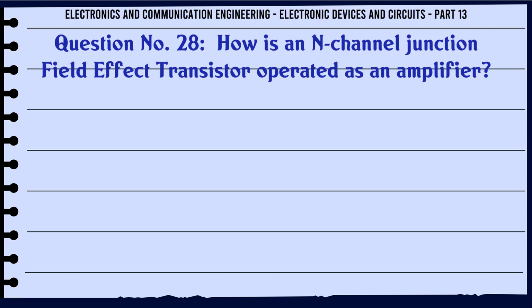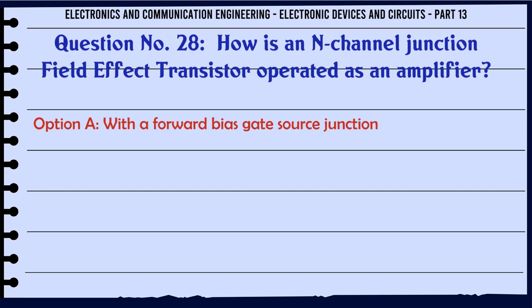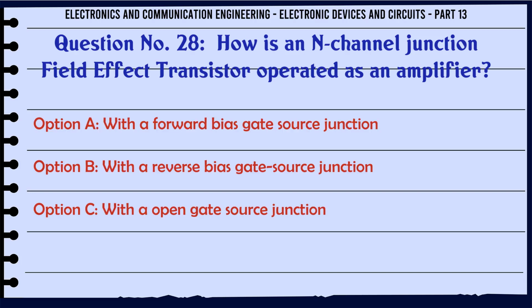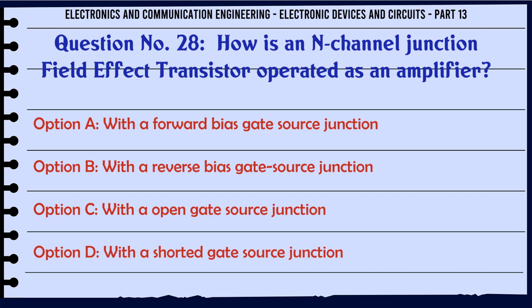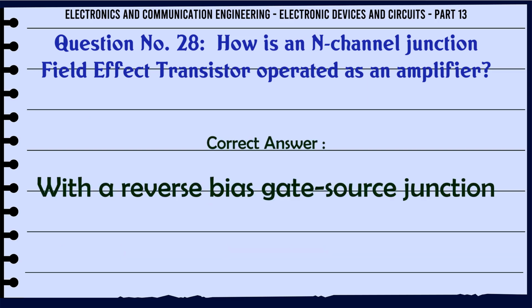How is an N-channel junction field effect transistor operated as an amplifier? A. With a forward bias gate source junction, B. With a reverse bias gate source junction, C. With an open gate source junction, D. With a shorted gate source junction. The correct answer is with a reverse bias gate source junction.